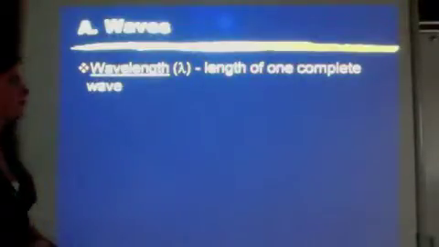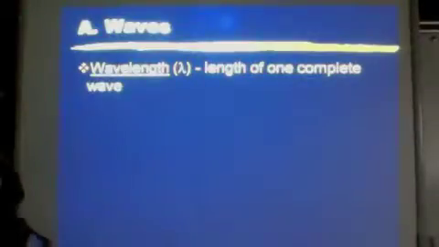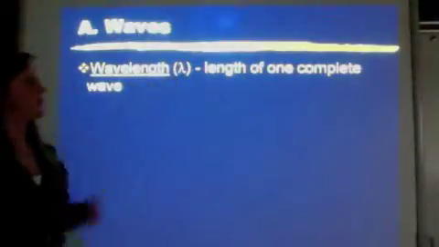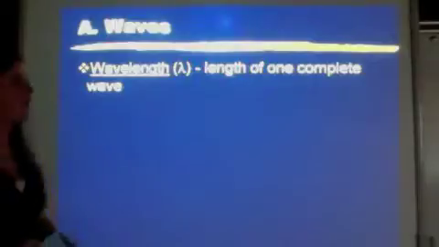First, you have what's called the wavelength. It is the length of one complete wave. This symbol is sort of like an upside down Y.